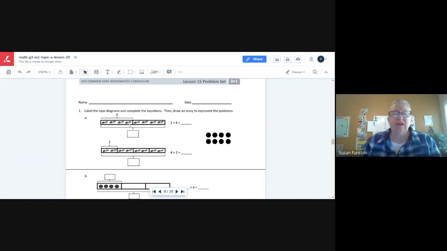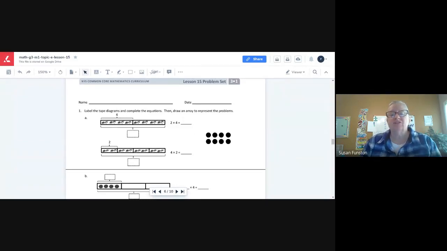In our top tape diagram, we have 2 sections with groups of 4. They've labeled the 4 for us. What are we going to put in this box right here? That's right, we're going to put an 8 because we have 1, 2, 3, 4, 5, 6, 7, 8. And then that will show us that 2 times 4 equals 8. Okay. And let's look at the next one. Now we have it flipped the other way. Now we have 4 groups of 2. What's still going to go in this box? That's right, it's still going to be 8 because 4 times 2 is 8.